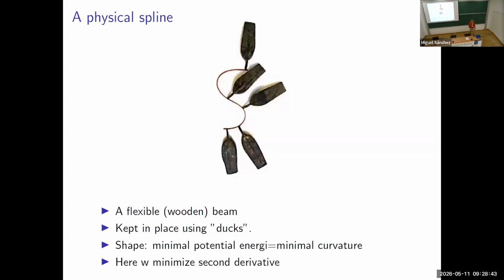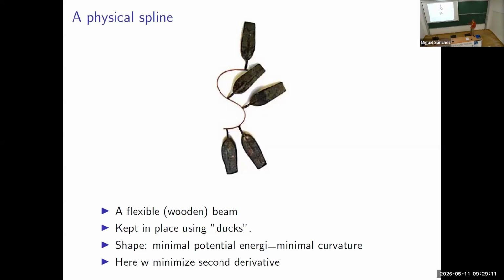So what is a spline? Here's a picture of a physical spline. A spline in the physical sense is a flexible beam, typically of wood or plastic, kept in place using ducts.